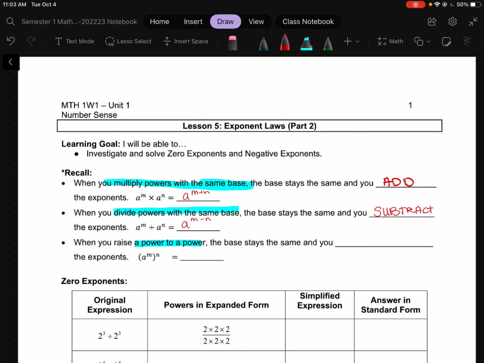And then when you raise a power to a power, the base stays the exact same, and you multiply your exponents. So in this case, our base is the same, obviously, and it is outside of the brackets. We have a power, and inside the brackets we have a power, so we multiply them together.